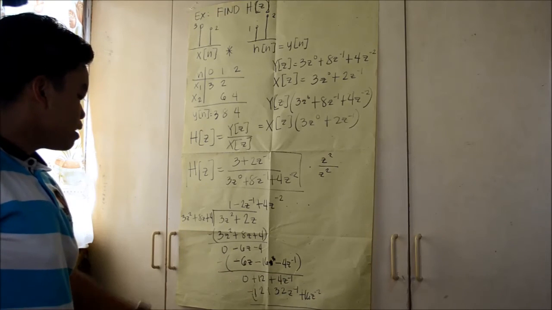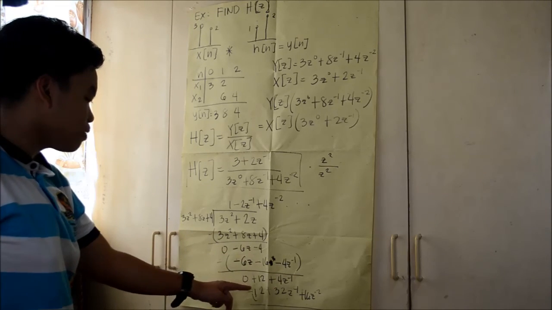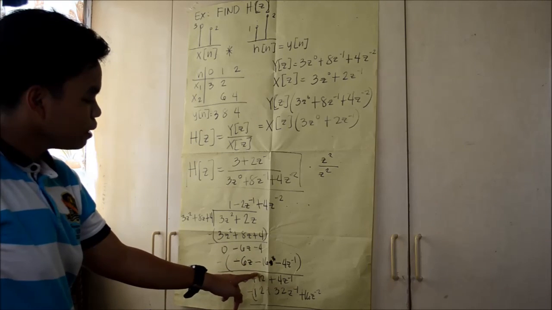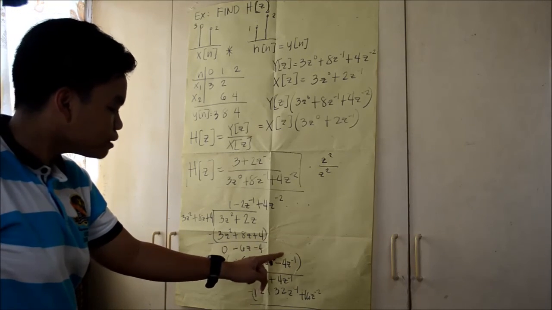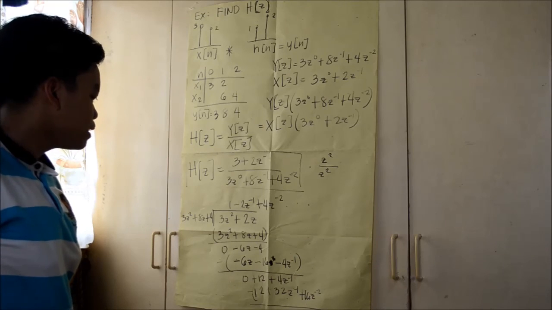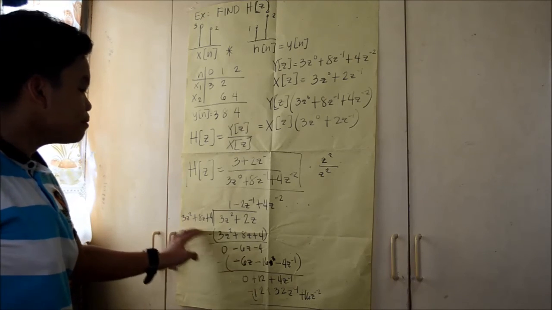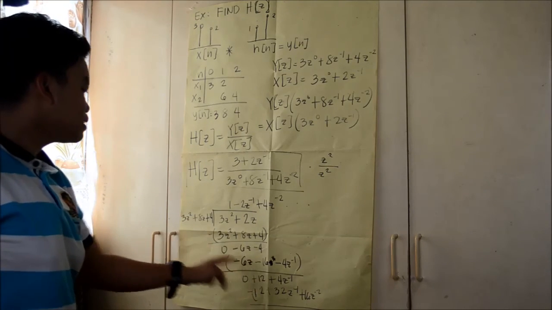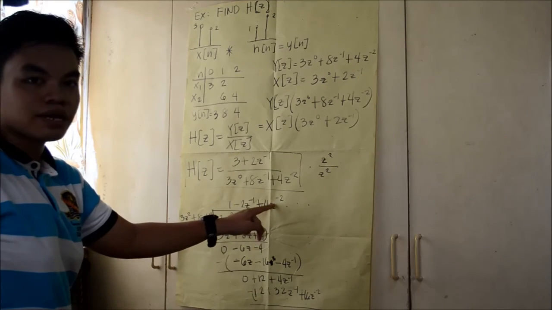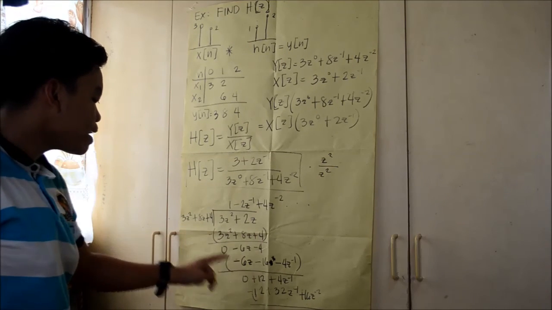Then negative 6z plus 6, 0, plus 12, minus plus 4z to the negative 1. Then, again, divide this to this. Then we have 4z to the negative 2. Multiply again.